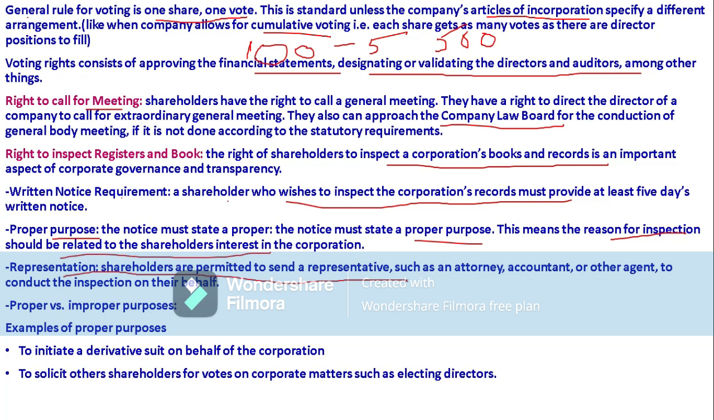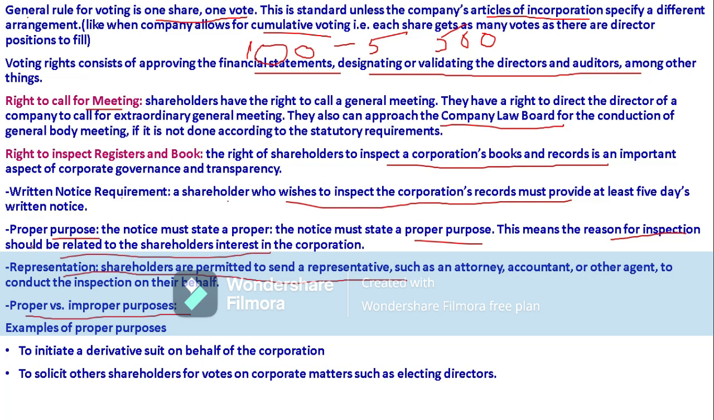Because, for example, 100 shareholders are there in a company, or else 1000 shareholders are there in the company. All the shareholders cannot come and see. So they are permitted to send a representative such as an attorney, accountant or any other agent to conduct the inspection on their behalf. Okay. So next, if we see proper versus improper purposes.